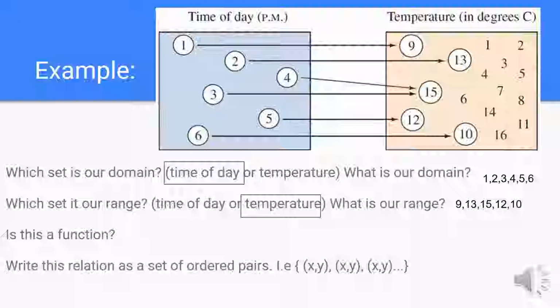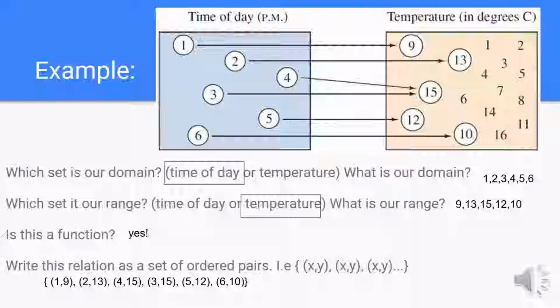But lastly, number four says that you can't have one time of day have two different temperatures. And that makes logical sense. At 4 o'clock in the afternoon, it can't be 30 degrees and also 80 degrees. It has to be one or the other. So yes, this is a function. And to write this relation as a set of ordered pairs, we use the squiggly brackets and then write each of the coordinate pairs. So (1, 9), (2, 13), (4, 15), (3, 15), (5, 12), and (6, 10).